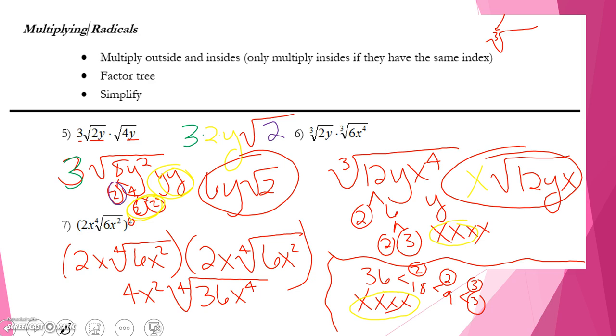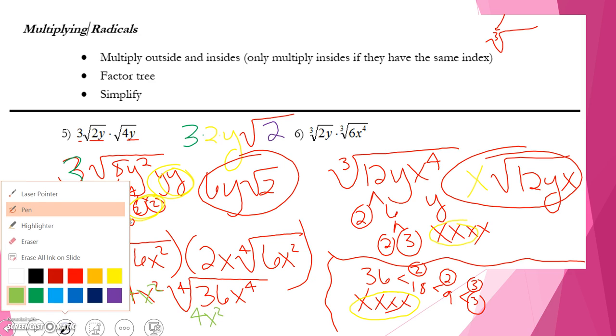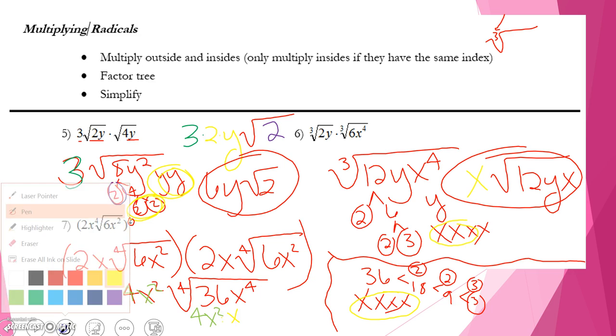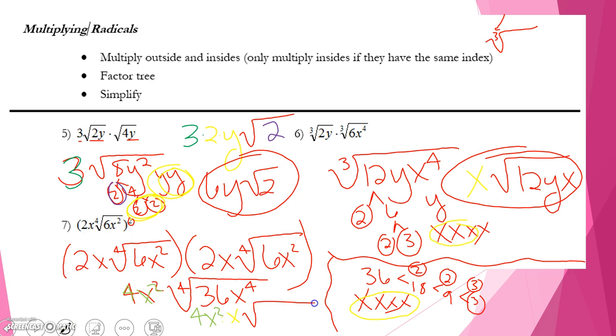So that means that I have my original outside, which is 4x squared, and I'm going to multiply it by my group of 4 x's. And then on the inside, since 36 didn't have any groups of 4, I'm going to keep it as 36. And there was nothing else left over. So just to clean it up a bit, it will be 4x to the 3rd and 36 inside of the parentheses.